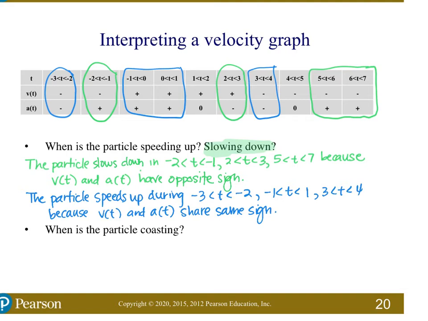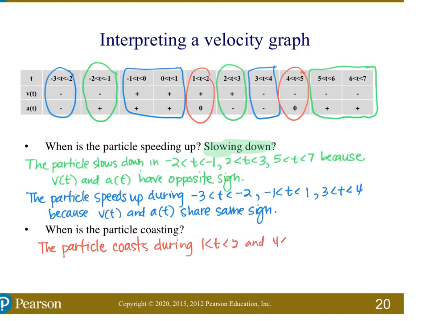And then that leaves a couple that didn't get circled at all, and that's when the particle is coasting. Coasting means a 0 value of acceleration, and so that's going to be these intervals here. So the particle coasts. Doesn't matter what the velocity is doing, it matters what the acceleration is doing. So the particle coasts during the time intervals 1 to 2 and 4 to 5, and the because is that the acceleration a of t is equal to 0 during that interval.